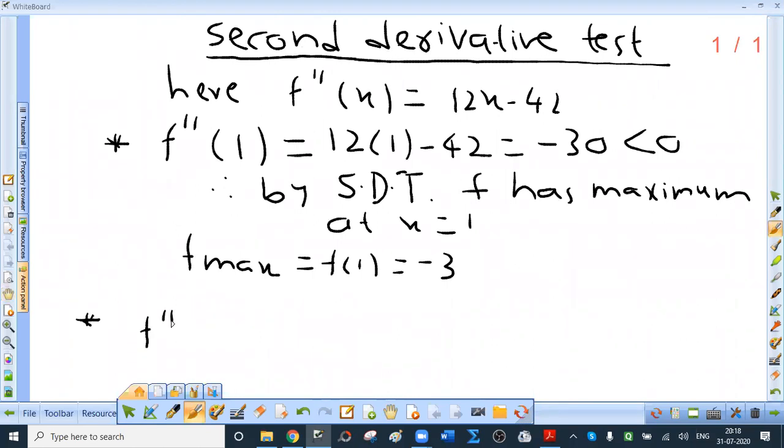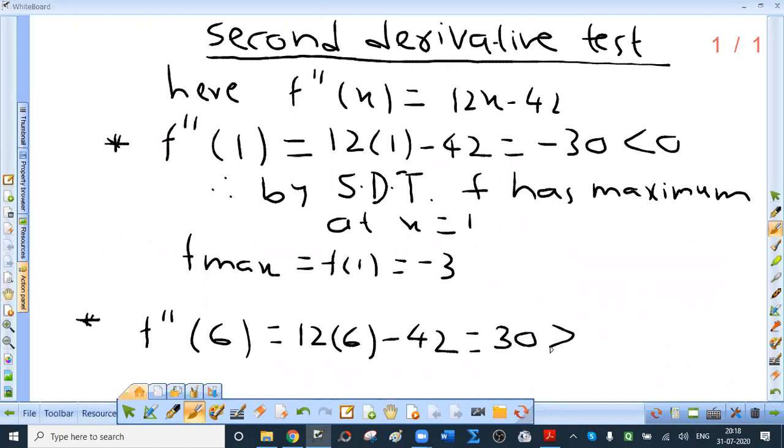So f double dash of 6 is what? 12 into 6, minus 42, which is what? 72 minus 42, that is 30, which is greater than 0. So the function has minimum.